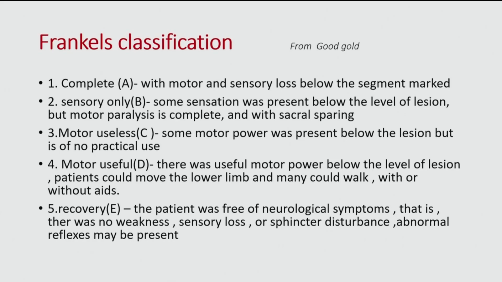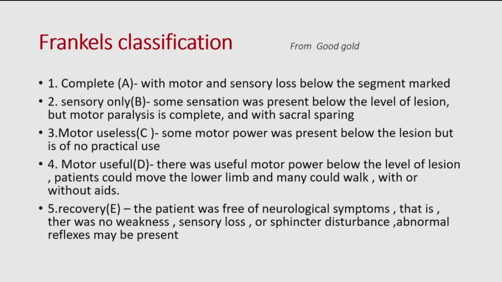B, again some sensation was present below the level of lesion, but the motor paralysis complete, and with sacral sparing. C, Frankel used to say motor useless: power was present below the lesion, but is of no practical use. And D is motor useful: there was useful motor power below the level of lesion, and the patient could move the lower limb and many could walk with or without aids. And E was actually recovery, where the patient becomes free of neurological symptoms, but abnormal reflexes may be present.